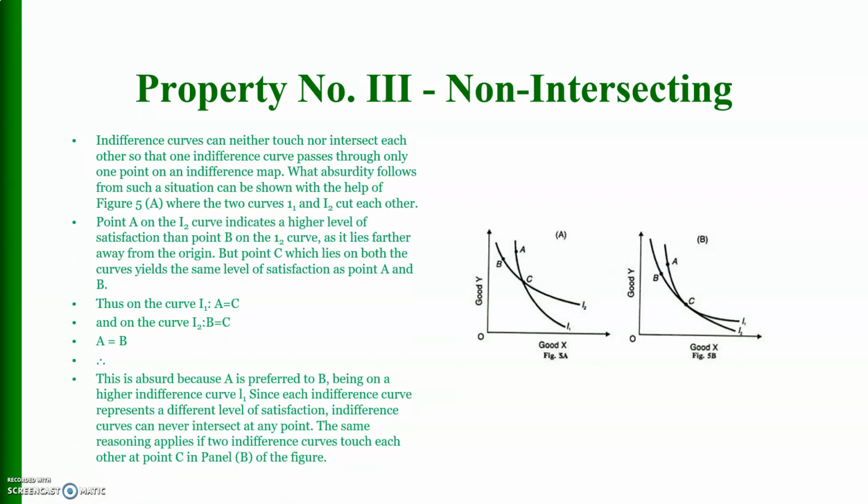Therefore, this is absurd because A is preferred to B, being on a higher indifference curve I1, since each indifference curve represents a different level of satisfaction. Indifference curves can never intersect at any point. The same reason applies if two indifference curves touch each other at point C in panel B of the figure.